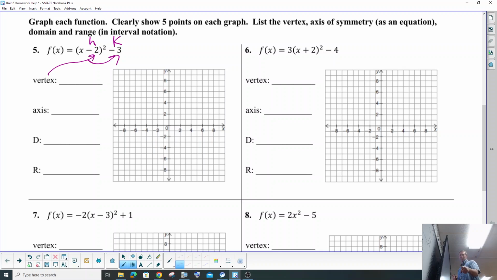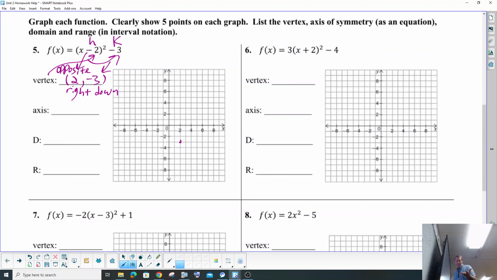Okay, now watch out. The left and right, it's opposite what you think. So this -2 for the vertex is opposite. So you think left 2, but it's actually right 2. And then it's actually down 3. So the vertex is right 2, down 3. So go right 2, down 3. Good. There's our vertex for our graph.